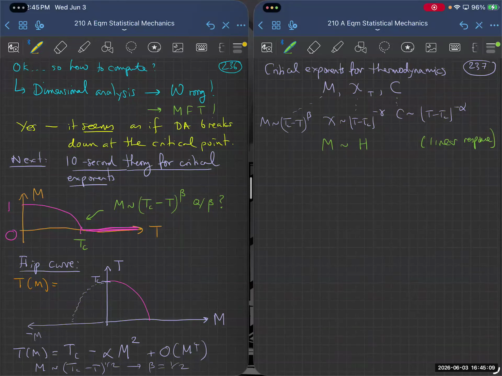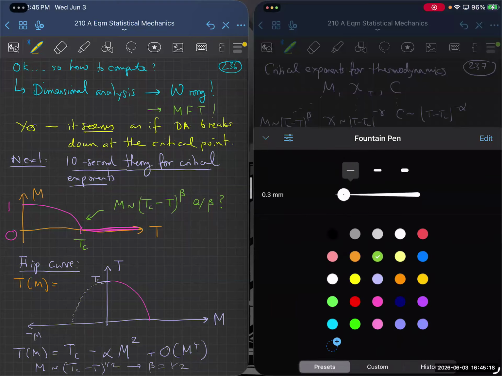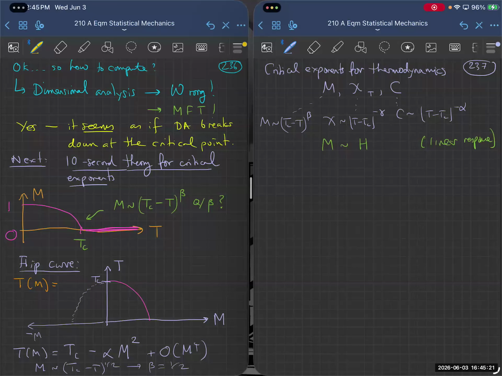So in fact it breaks down, and I'm going to now show you how it breaks down. So this thing here is the breakdown of linear response theory. So it's not just dimensional analysis, but linear response theory also breaks down. And so that's what I want to talk about in a minute, other forms of scaling laws.